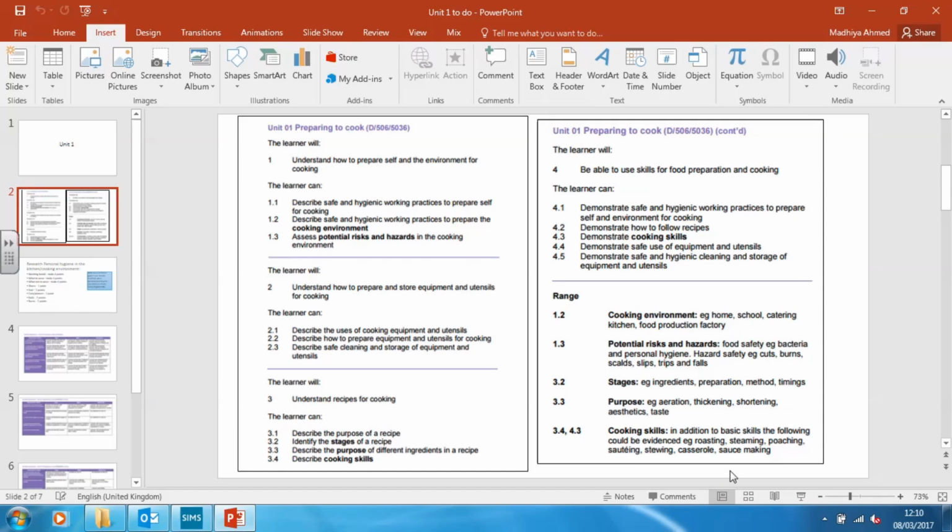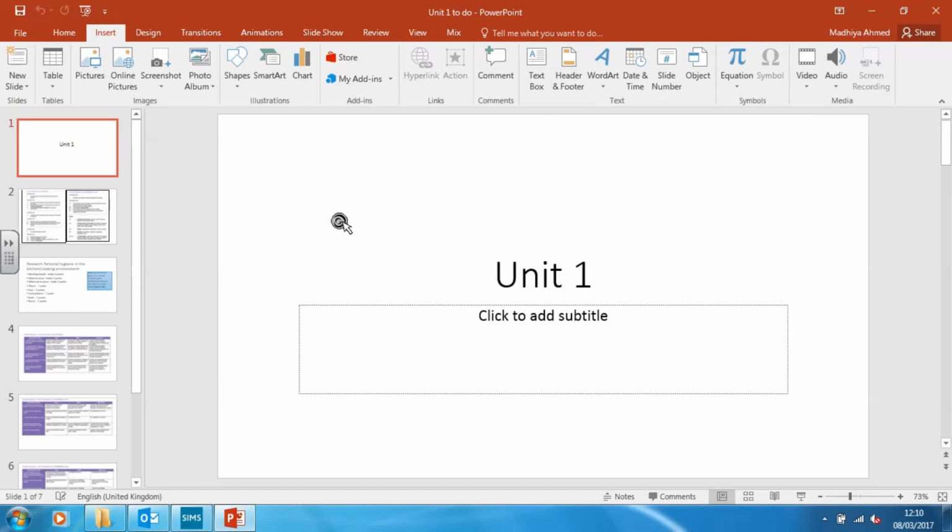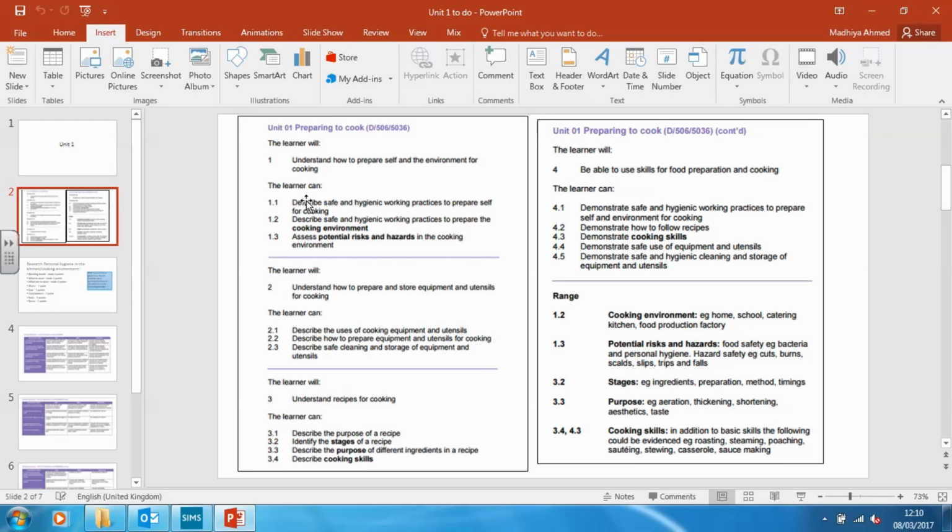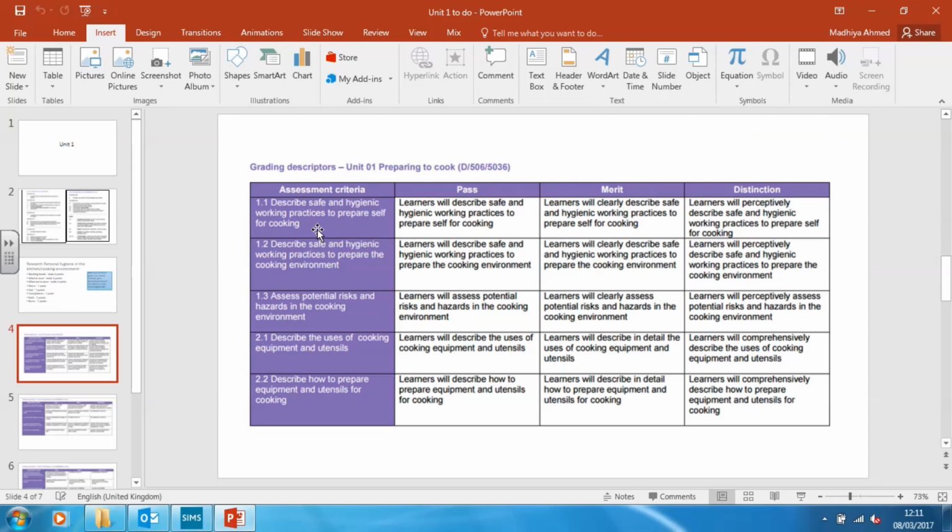Today's tutorial is going to be based on this area here. We're going to look at 1.1 of your task. 1.1 says to describe safe and hygienic working practices to prepare self for cooking. So what that means is, if you want to achieve a pass, this is the criteria you need to have. If you want to achieve a merit, that's the criteria, and a distinction, that is the criteria.